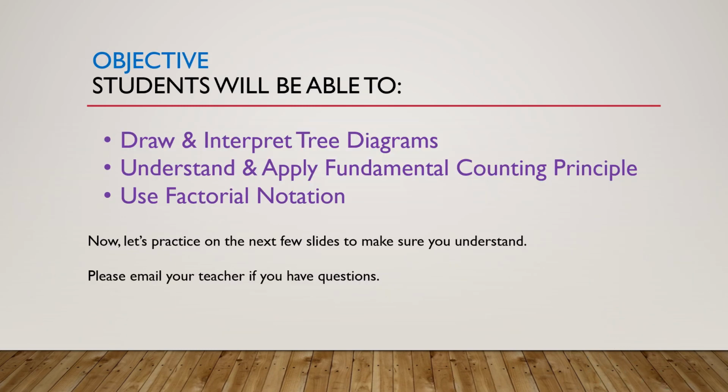So here are your objectives again. We went through these, we did our tree diagrams, we learned the counting principle, and then we just learned factorial notation. So there are 2 more problems left. Try them on your own before you listen to me go over them, okay?